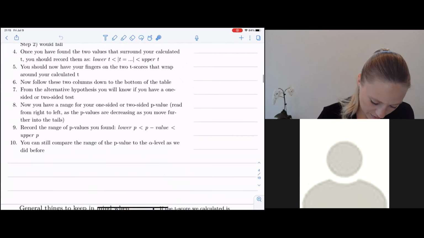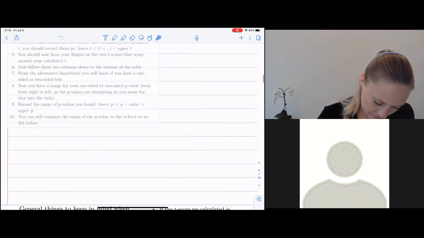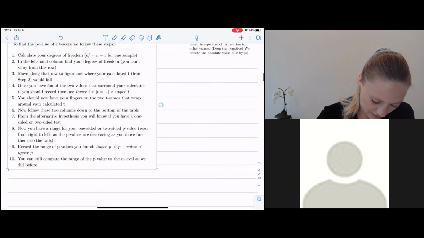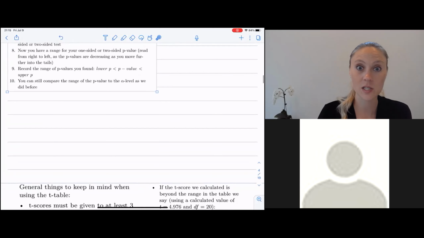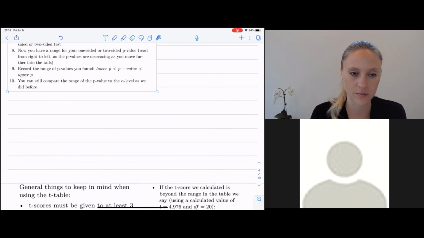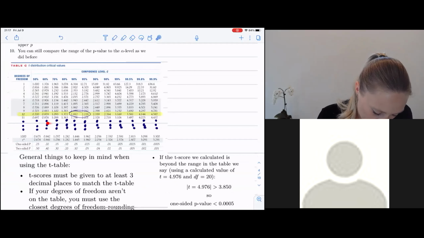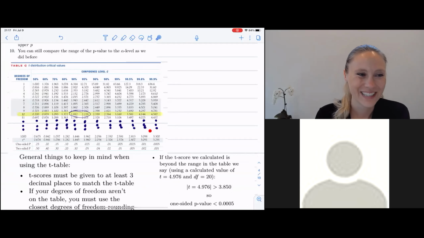Now I'm going to crop this, and then I'm going to bring in a little excerpt of the t-table. Let me just bring it in. Okay, so I did the same thing where it continues on, but I cut it up.